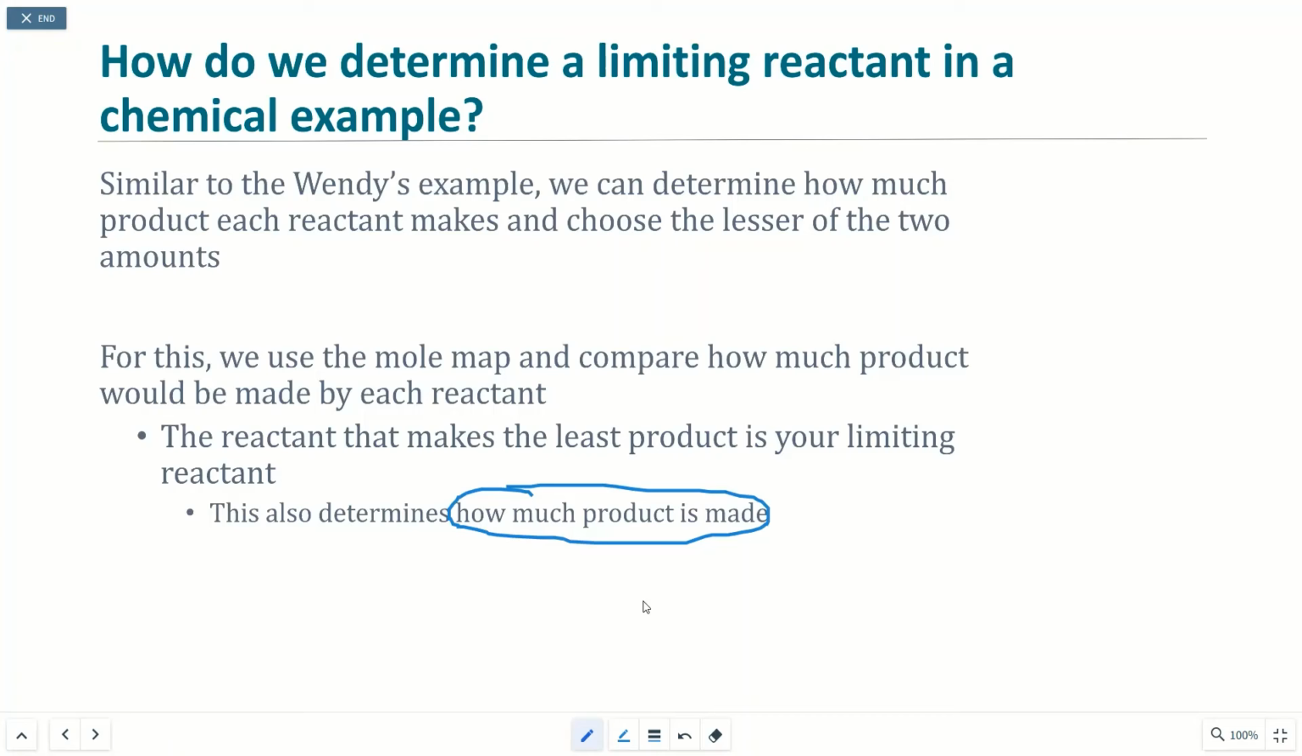That's also how much product is made by the reaction itself. And so that gets us to something that we're going to refer to in a little bit here as the theoretical yield. So more on that in a little bit.